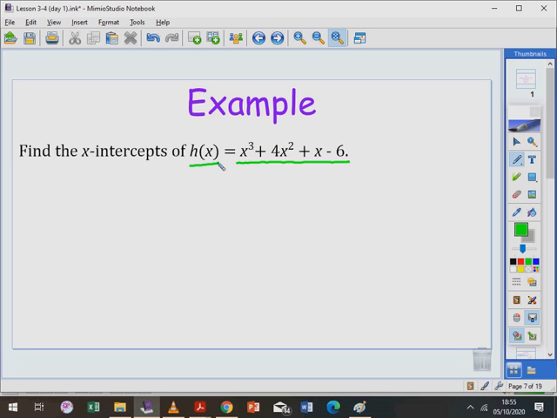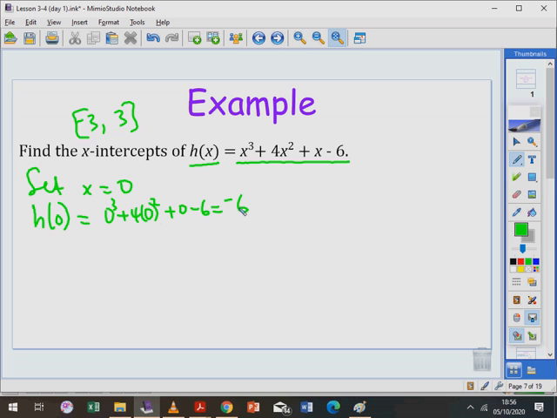Well, let's just pretend for a minute that we can't use our graphing calculators or Desmos. Then, to find the x-intercepts, I'm going to do trial and error. I'm going to try values from negative 3 up to positive 3 on the x-axis. So I'm going to start with the simple one. I'm going to start with 0. If I set x equal to 0, then h of 0 is equal to 0 cubed plus 4 times 0 squared plus 0 minus 6. That gives me a negative 6. So this is not an intercept. x equals 0 is not an intercept.